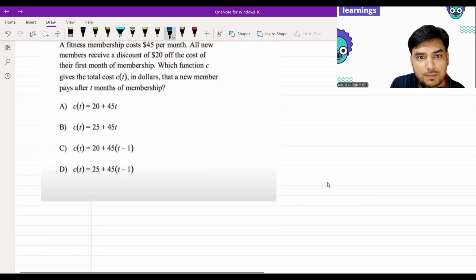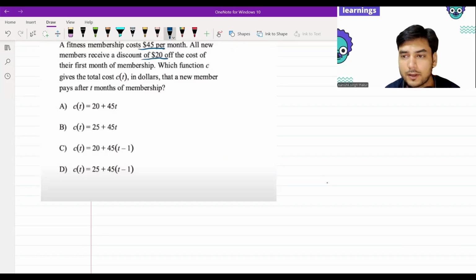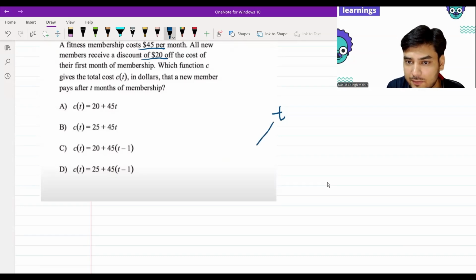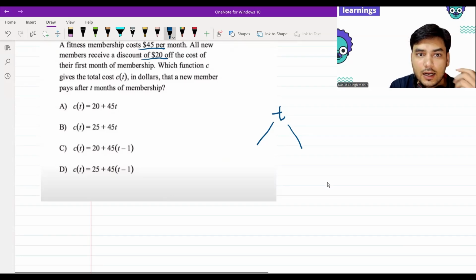A fitness membership costs you $45 per month. All new members receive a discount of $20 off the cost. And which is the function this is? So, new member, suppose you are going to a gym. For t months you are joining, and in the first month you'll receive a discount of 20. So for the first month, the cost will be just 25 because you have got the discount.